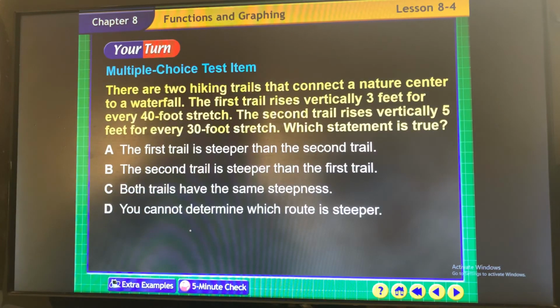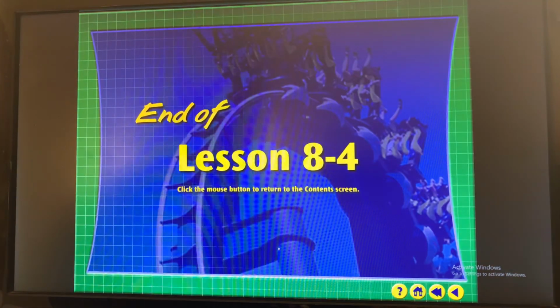Same thing with this one. So it's 3 over 40 and 5, vertically 5 for every 30. So this one you have 200, and 30 times 3 is 90. Clearly you can see that the second trail is steeper. And that's it for 8.4.